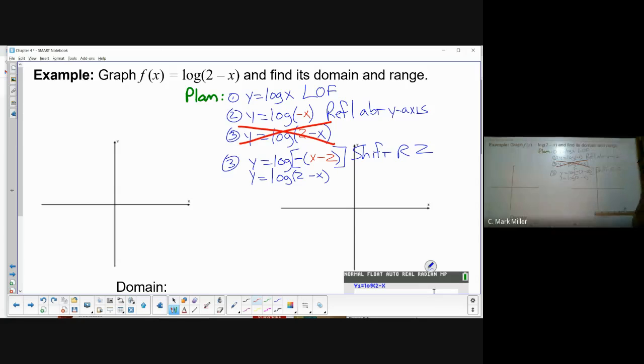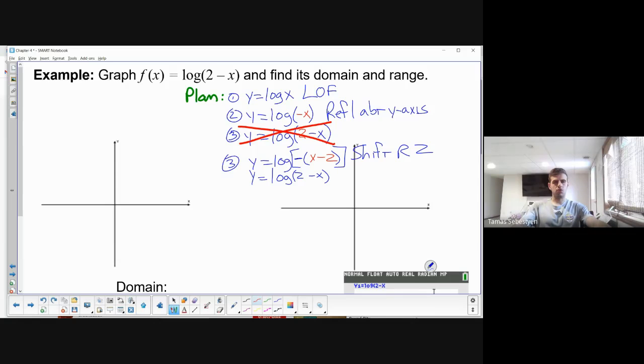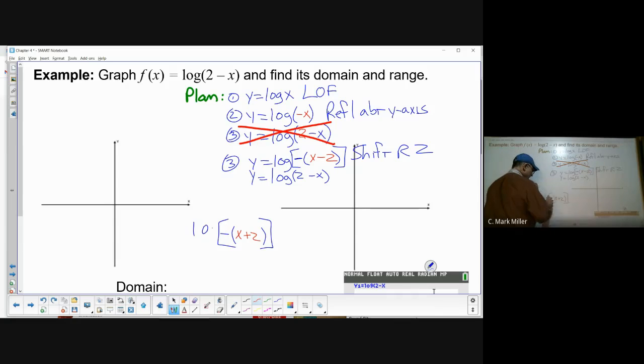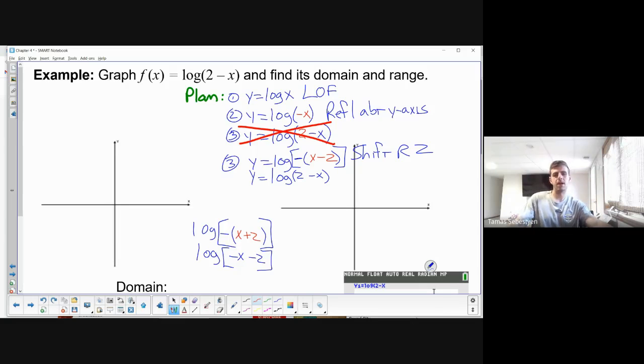Mr. Miller? Yes, sir. On step 3, can you do something like minus x plus 2 in the parentheses? Okay, minus x plus 2, the answer is no. And the reason why is that would give you log of minus x minus 2 when you distribute the negative sign. I know, but within the parentheses. So the minus is not in front of the small parentheses, it's within the parentheses.